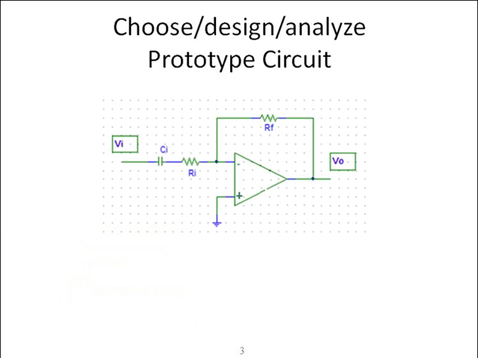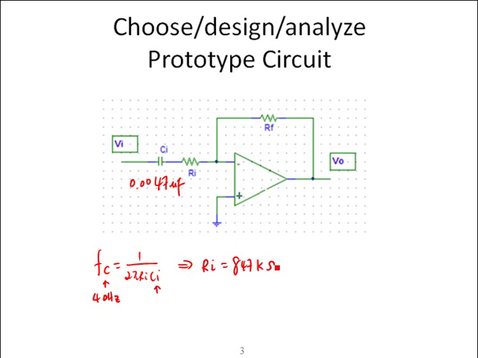We choose to use a common first-order active high-pass filter as a prototype and 0.0047 microfarad for the input capacitor. The cutoff frequency of this high-pass filter is 1 over 2 pi Ri Ci. If Ci is known and the desired cutoff frequency is 40 Hz, we may solve for the only unknown. The input resistance is equal to 847 kilo-ohm.